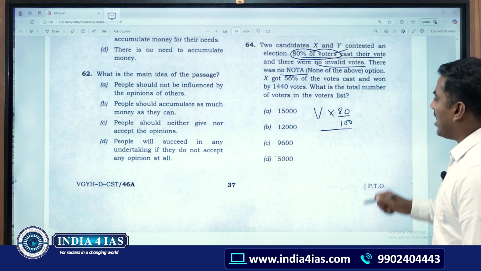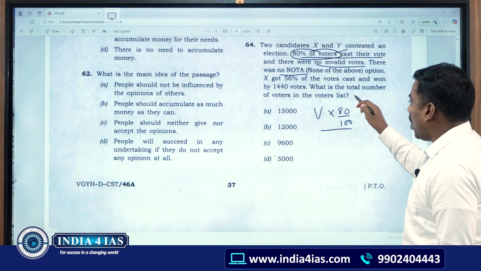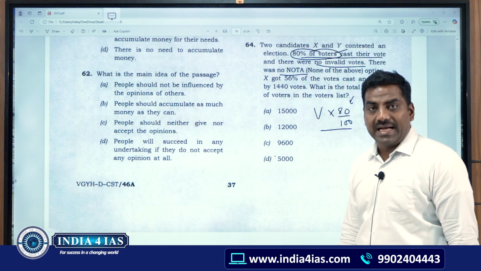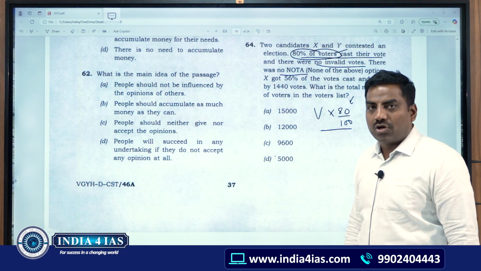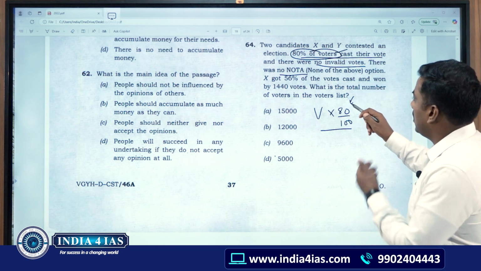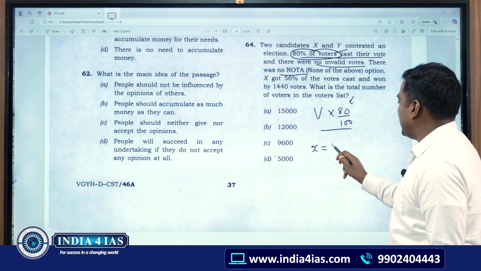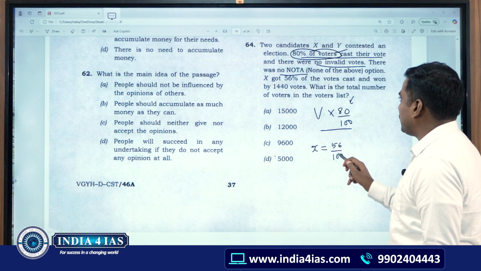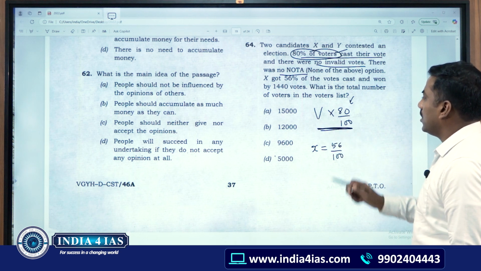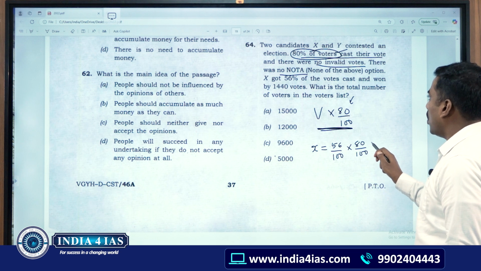There were no invalid votes. None of them were invalidated. Then there was no NOTA also. That means all these have gone to X or Y. If it was NOTA, then they would not have gone to X or Y. So here either X should get or Y should get. Then X got 56% of the votes cast. Votes cast are 80% of the voters.